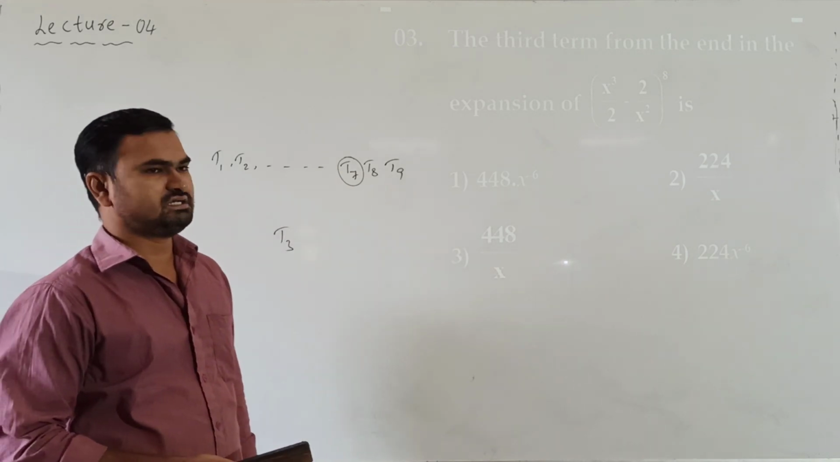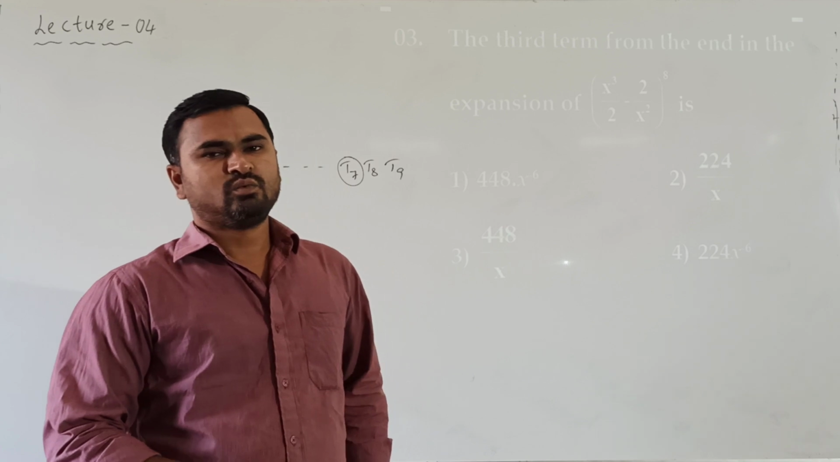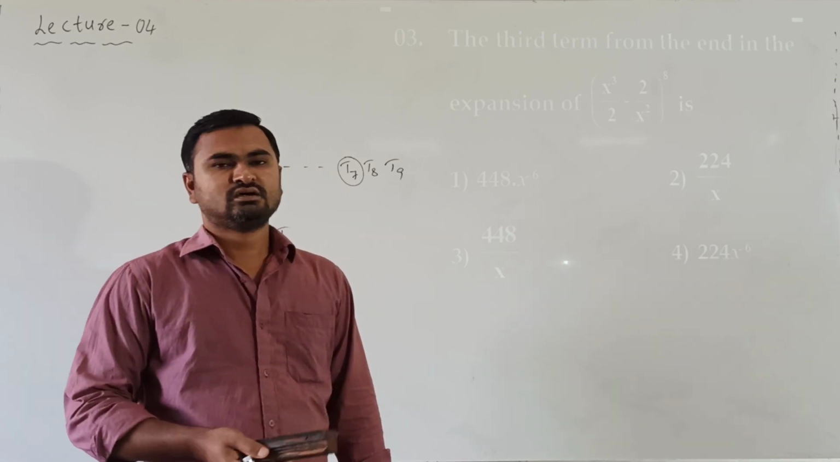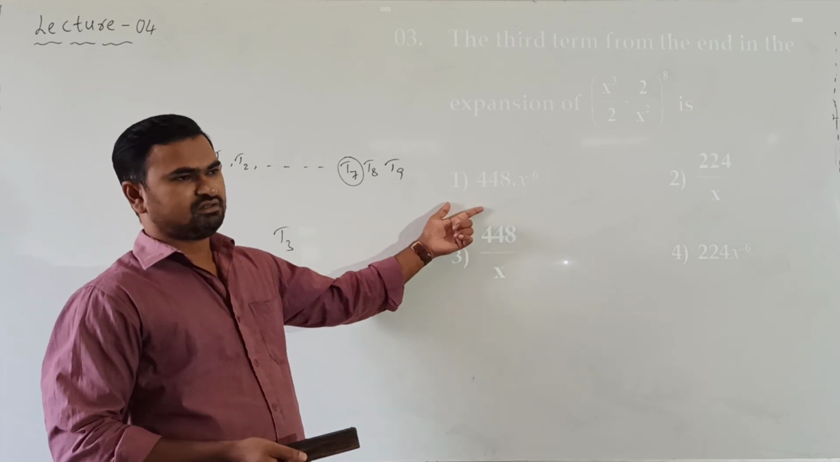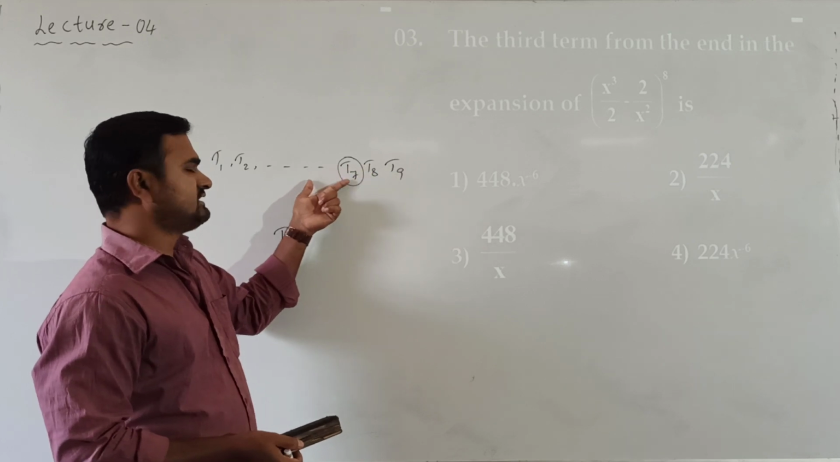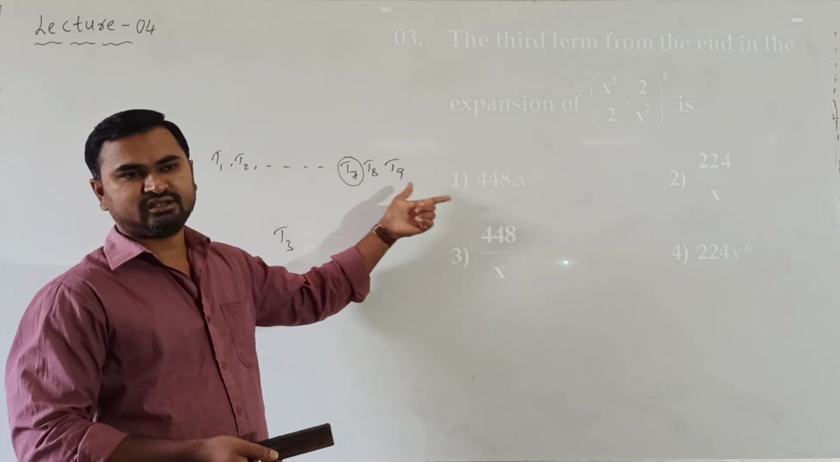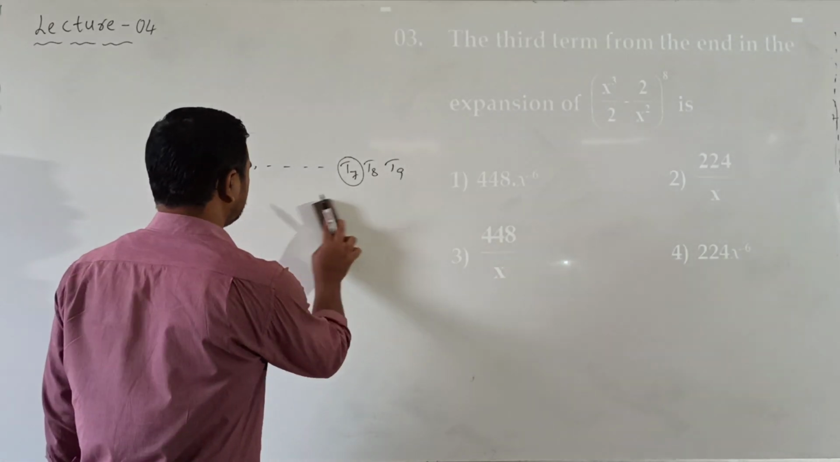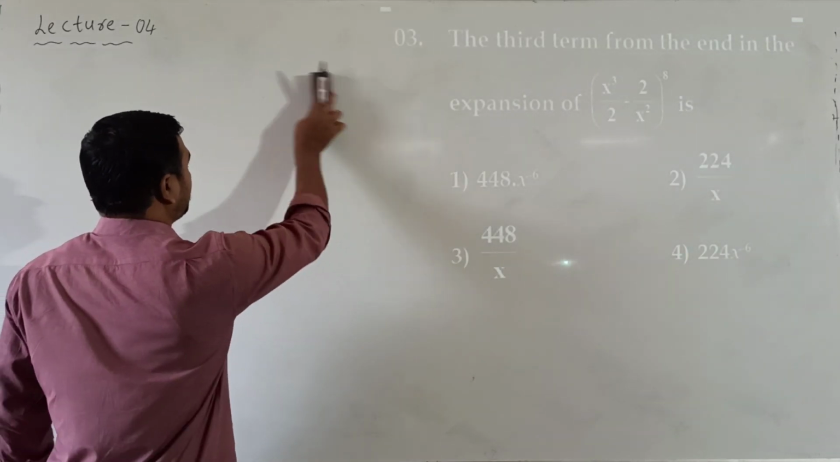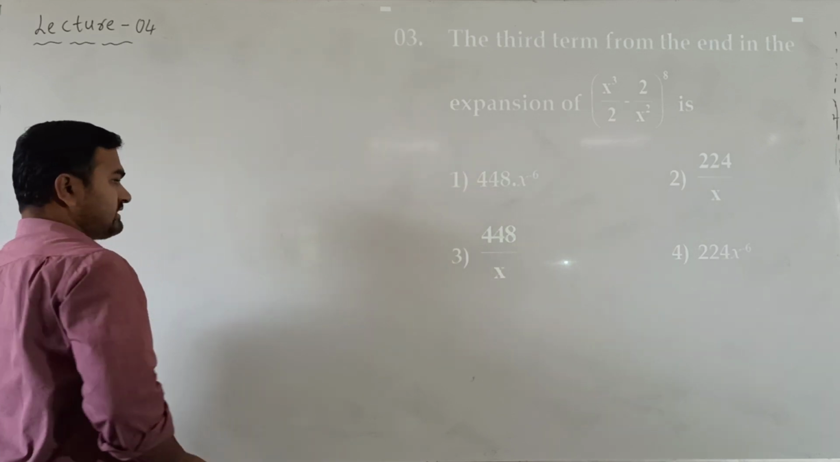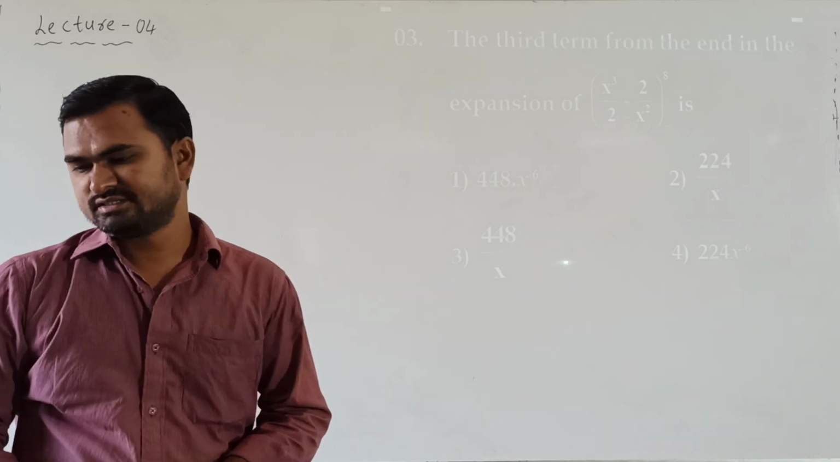But when power is large, suppose power is given 105 and we are asked to find the 75th term from the end, writing all the terms and counting which term is the 75th term from the end will be complex. So in such a case we discussed one formula for finding the rth term from the end in the expansion (a plus b) whole power n. So what is that formula?